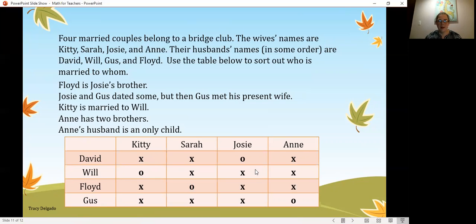And Josie cannot be married to Floyd. She can't be married to Will. And Ann is the same way. She can't be married to David, Will. So that leaves Floyd or Gus. And we come up with the solution of Gus is her husband. Josie, we concluded, is married to David. Sarah is married to Floyd.